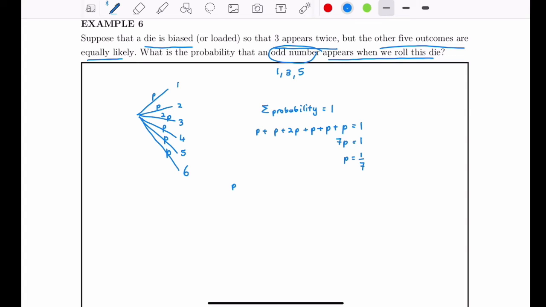So, kita nak cari probability odd number. So, probability of getting odd numbers is when we get number 1, when we get number 3, and when we get number 5. So, probability of getting 1 is P lah, which is 1/7. Probability of getting 3 is 2 times P, so 2 times 1/7, plus probability of getting 5, which is P, 1/7. So 1 plus 2 plus 1, kita akan dapat 4/7. So this is the probability when the odd number appears.